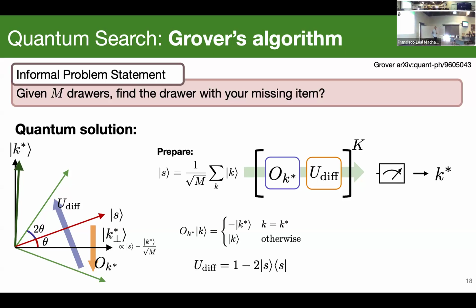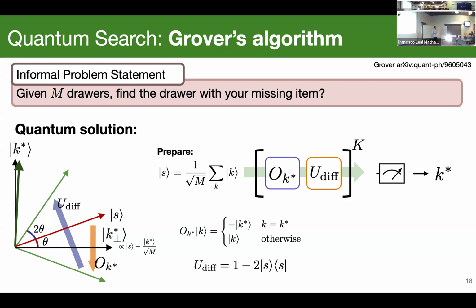So this is in principle a way of solving the search, because I started with this initial state that doesn't have information about K star. I apply a set of operations that only correspond to checking my database. And suddenly I get, with high probability, the output: the location of my item.